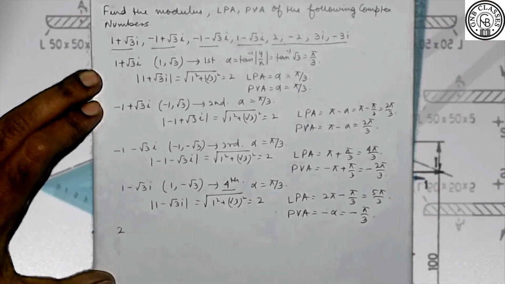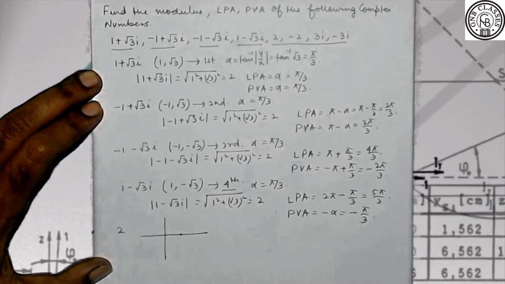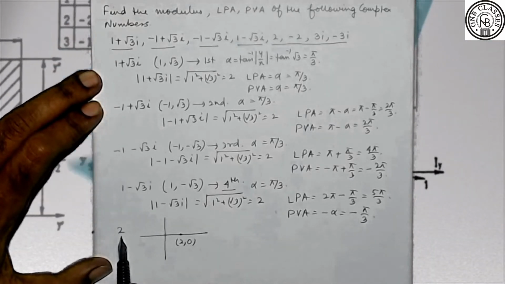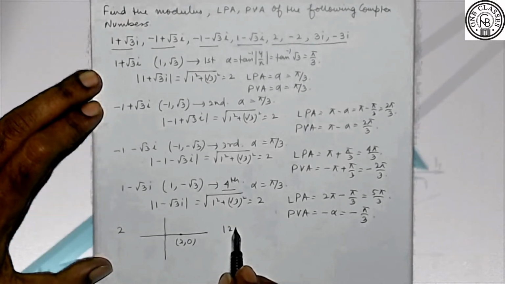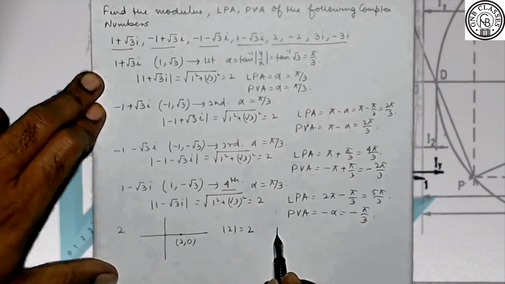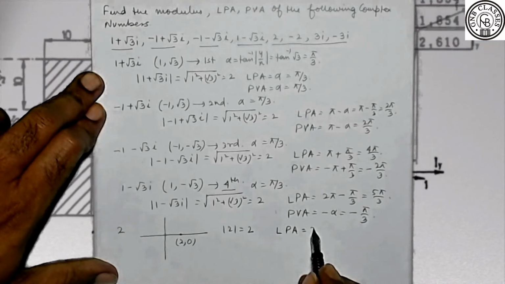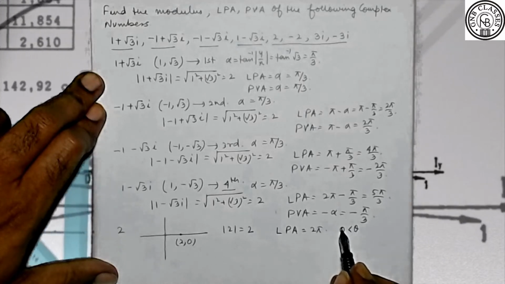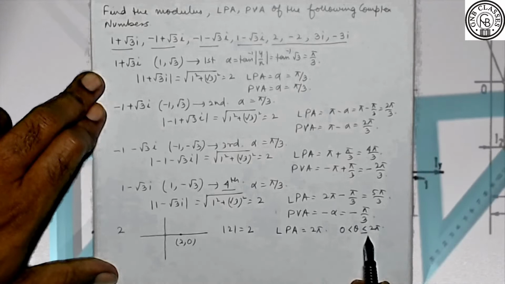Okay. Now let us consider the last 4 complex numbers. First is 2. Now where does this 2 fall? 2 is on the x-axis, yes or no? On the Argand plane. It is purely a real number. Therefore, modulus of 2 is 2. And what will be the least positive argument of 2? It is nothing but 2 pi. Because we know that least positive argument always lies between 0 and 2 pi. So it will be 2 pi, not 0.